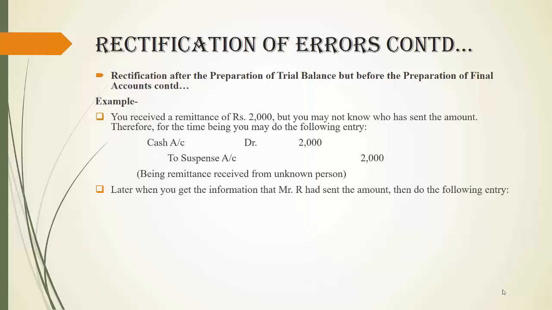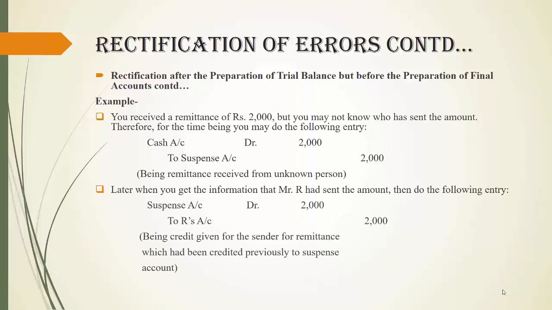For closing the suspense account, we have to debit the suspense account, as previously it was credited at the time of opening. Now at the time of closing, we have to debit the suspense account and credit Mr. R's account. So the journal entry will be suspense account debit to Mr. R's account rupees 2000, being credit given to the sender for remittance which had been credited previously to suspense account.